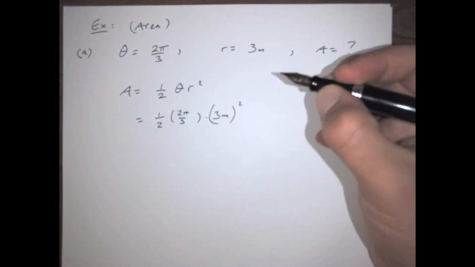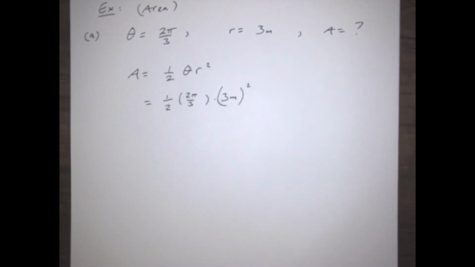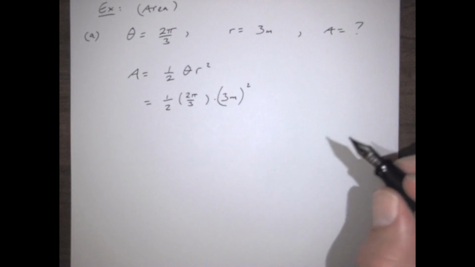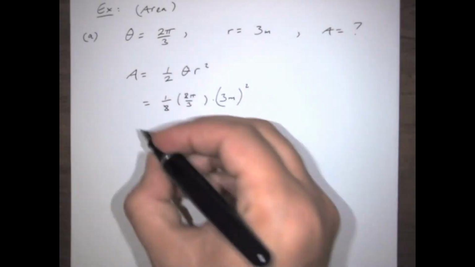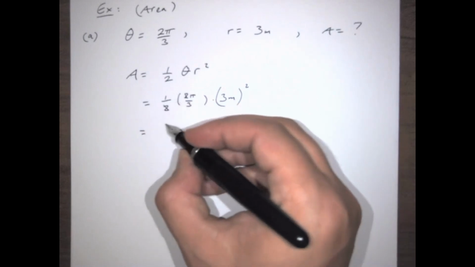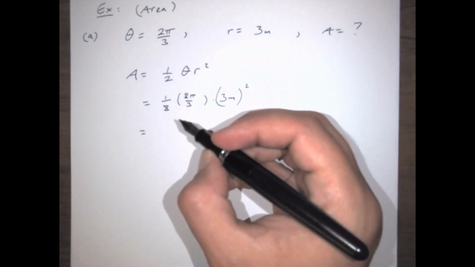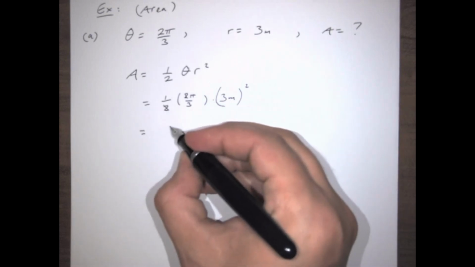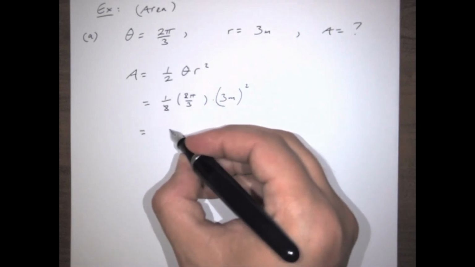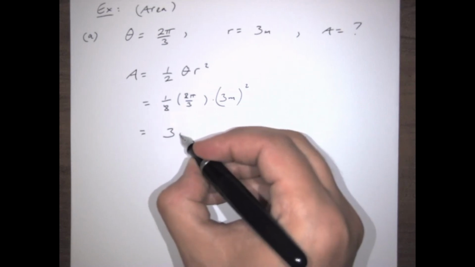And notice here that the square is on the piece that has the meters, so that means our units are going to be square meters, which is what every area should be. All right, what do we got here? It looks like we have pi over 3 times 9, which is equal to 3 square meters.